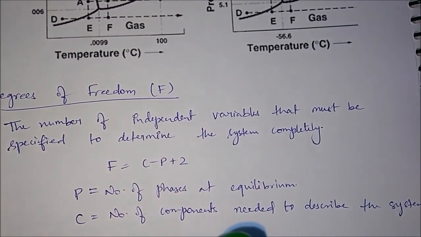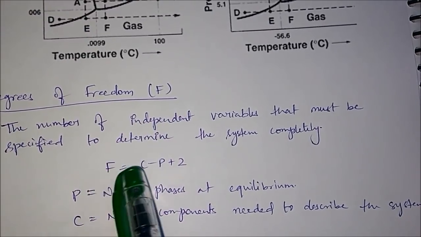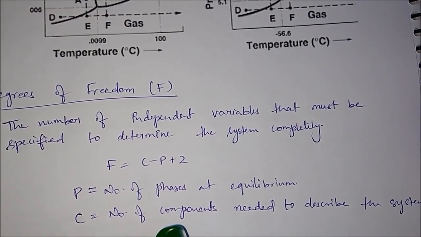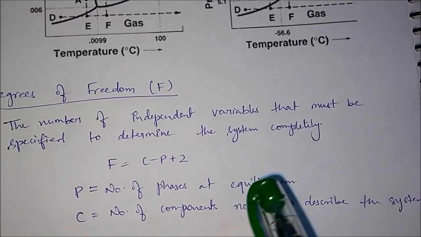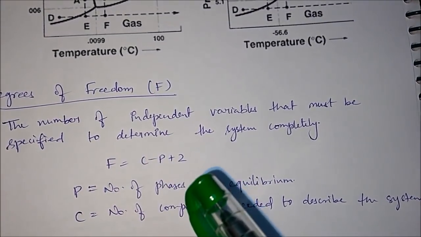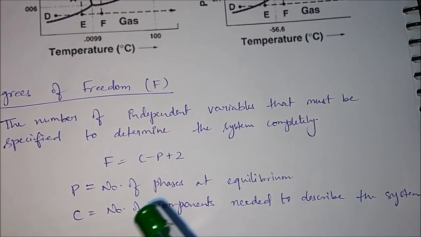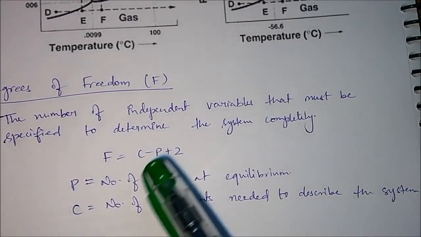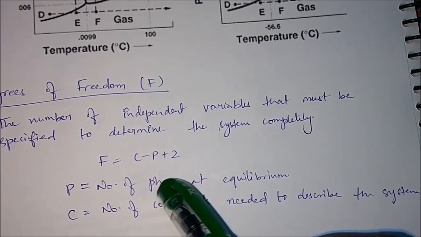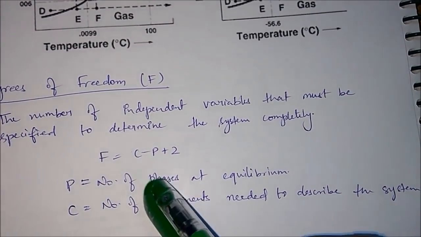Now to calculate degree of freedom for a single component system, we have a formula F = C - P + 2, where C is the number of components needed to describe the system. If it is a phase diagram for water, H2O, then the component will be one only. If it is for carbon dioxide, that will be one only. That means how many things you are taking. All right, so that is the component. Now P is the phase, that is solid, liquid, gas, these are the three phases. So how many phases are present at that point in equilibrium.